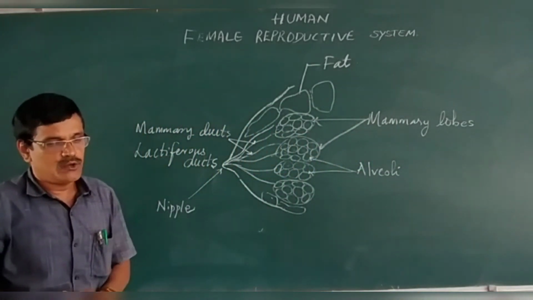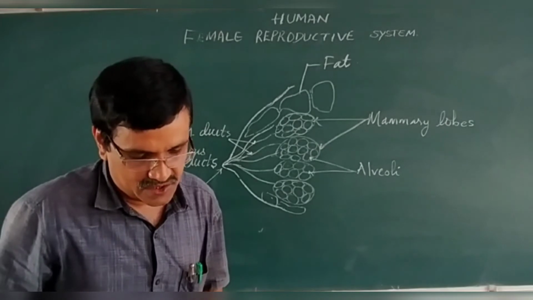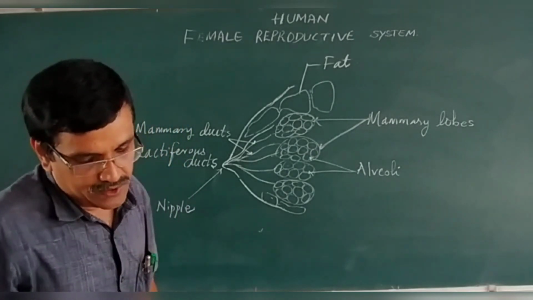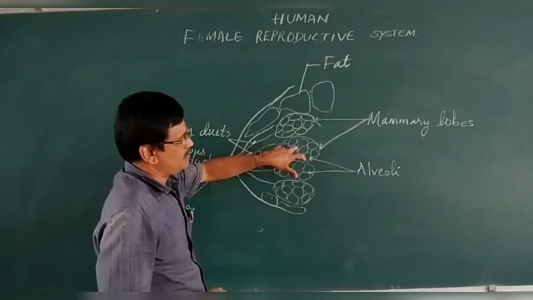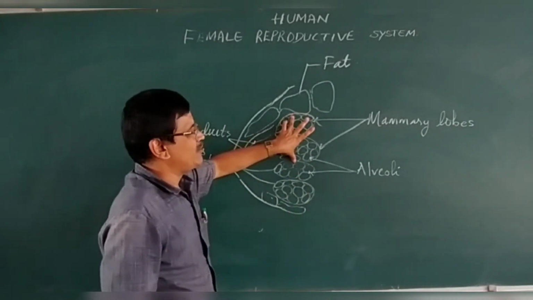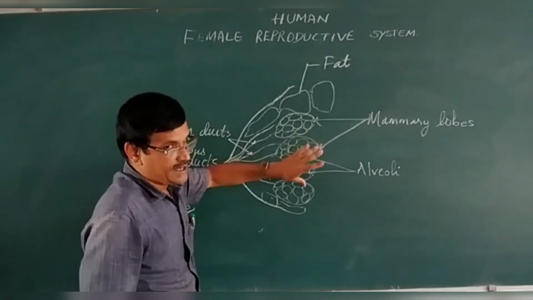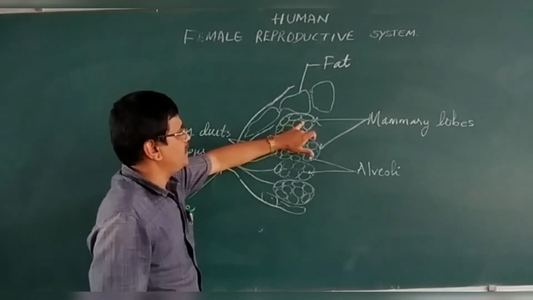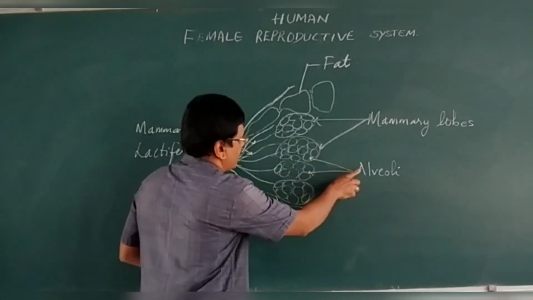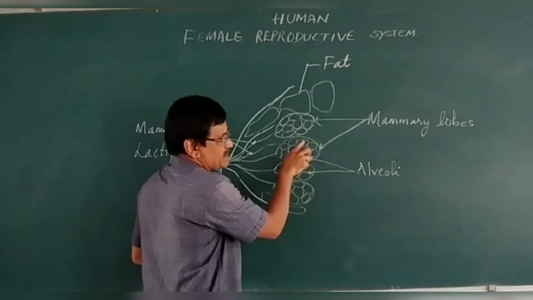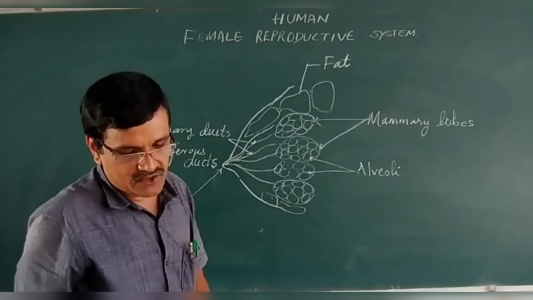And each mammary lobe has many small circular structures, and they are known as alveoli. These are the mammary lobules or lobes. There are 15 to 20 mammary lobes present in each breast of the human being, and each mammary lobe encloses the alveoli. The alveoli secrete milk, and the milk secreted by the alveoli is temporarily stored in the cavities of the alveoli.